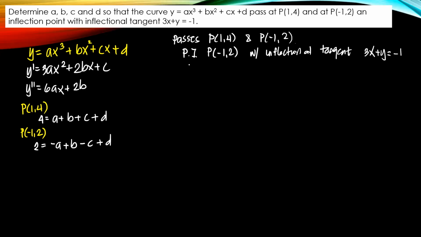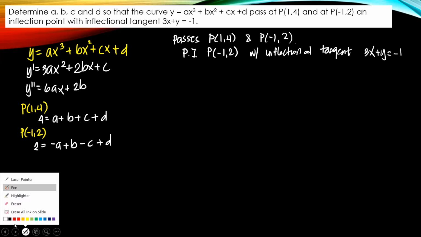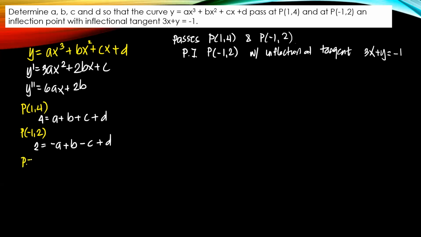Now, it says there that it's a PI. So point of inflection, -1, 2. When does the point of inflection happen? When y double prime is 0. So that means let's look at the y double prime equation, equate that to 0. And then use -1, 2. So negative 6a plus 2b, right? Okay, so let's just simplify this. I can say that b is simply 3a.